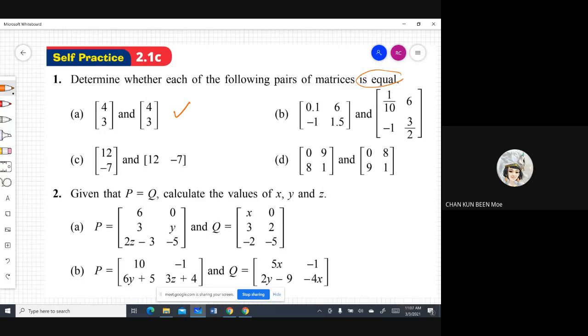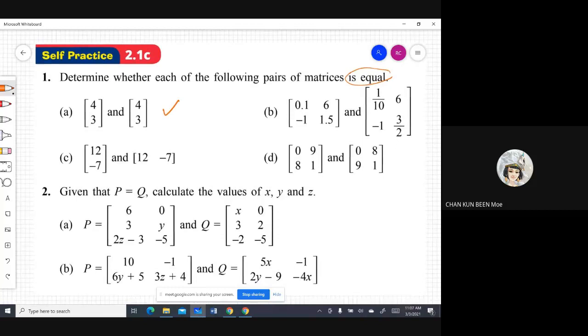And then for B, same thing, you check one by one. You look at the value, 0.1 is 1 over 10, 6 is 6, -1, they are the same. They are the same, right? So this is equal matrices. For C, because the order is not the same already, therefore this is not equal matrices. And then the last one, 0 and 0, 9, 8 different, so this is not equal.